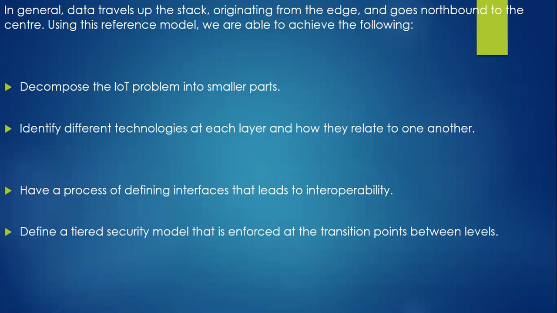Then later, define a tiered security model that is enforced at the transition point between the levels. We have different layers, right? Between these layers there will be a transition from one layer to another. There we need to provide a tiered kind of security model. Between the layers we'll be having some connectivity, and there may be a chance of information malfunctioning. Such things should not happen.